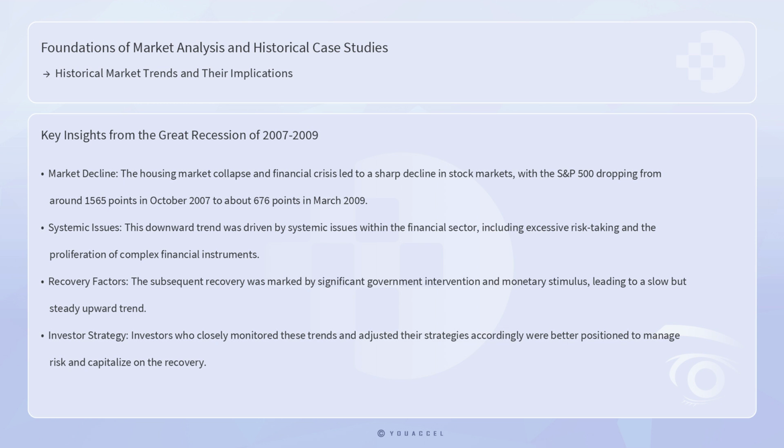This primary downward trend was driven by systemic issues within the financial sector, including excessive risk-taking and the proliferation of complex financial instruments, such as mortgage-backed securities. The subsequent recovery, marked by a slow but steady upward trend, was fueled by significant government intervention and monetary stimulus. Investors who closely monitored these trends and adjusted their strategies accordingly were better positioned to manage risk and capitalize on the recovery.